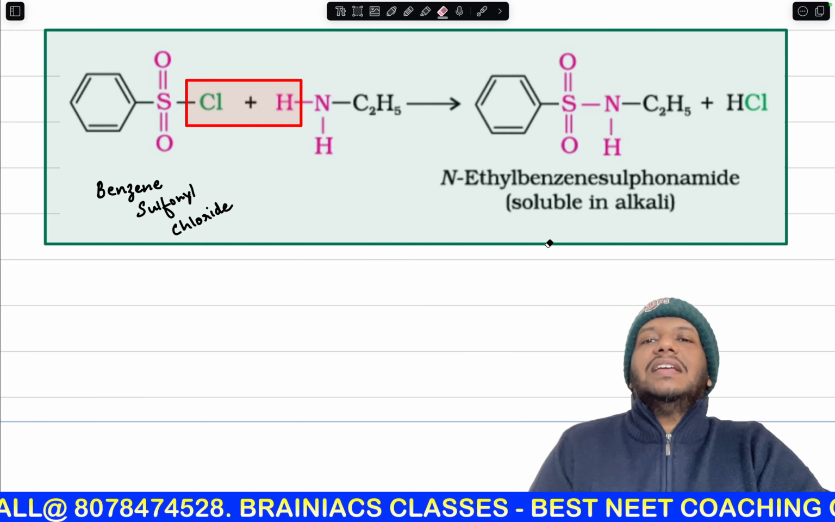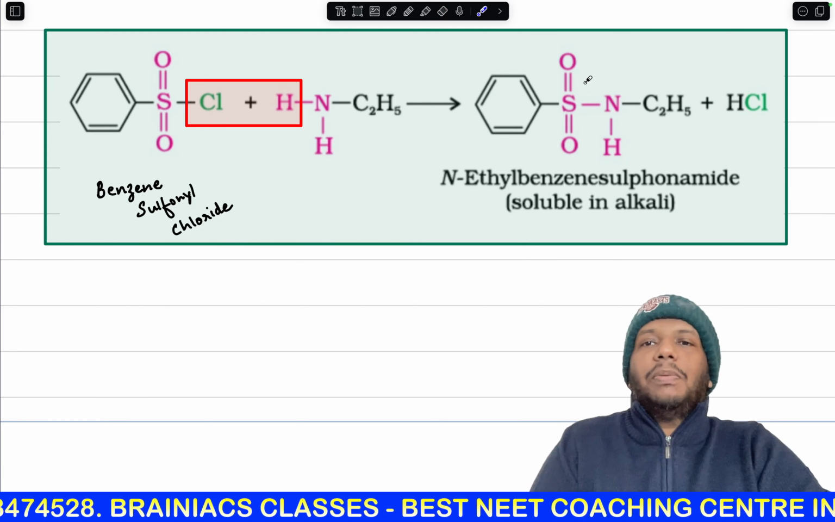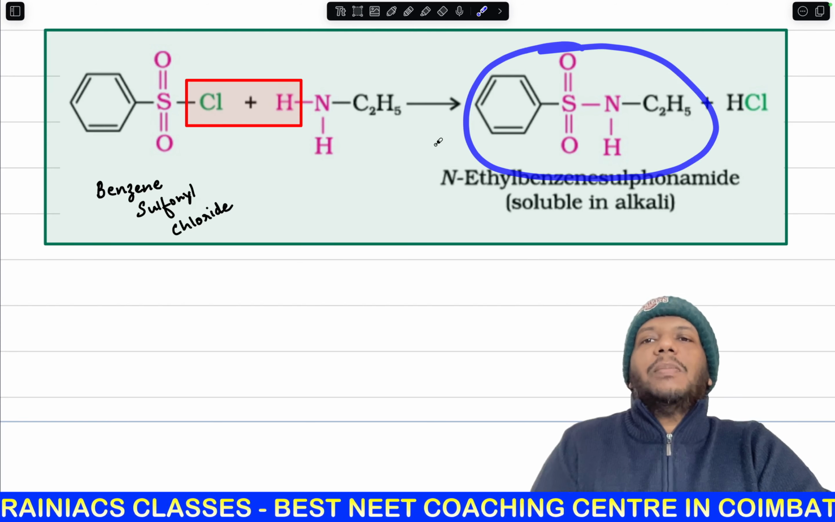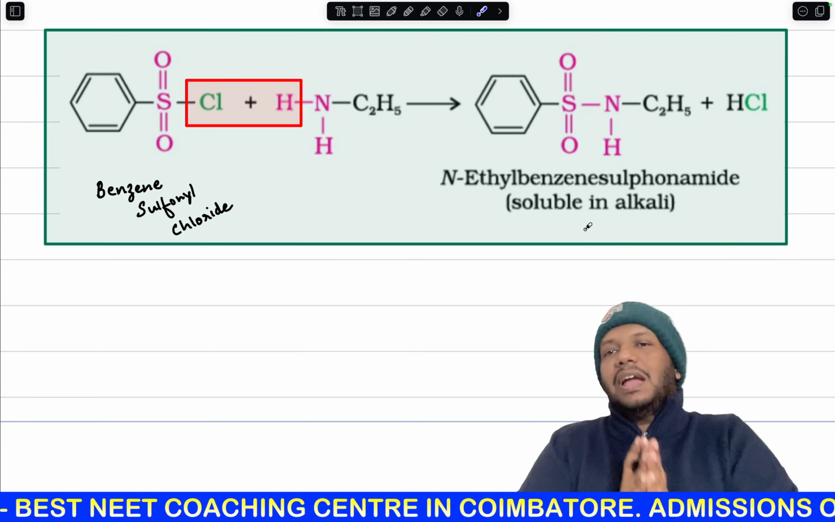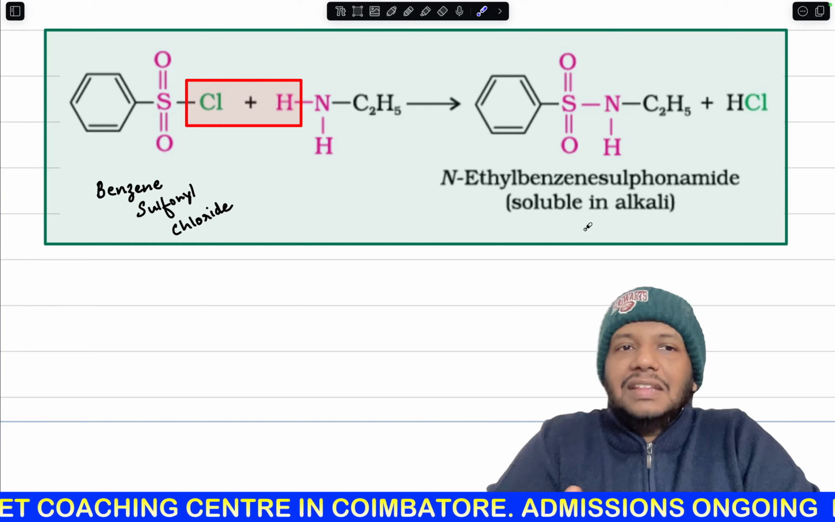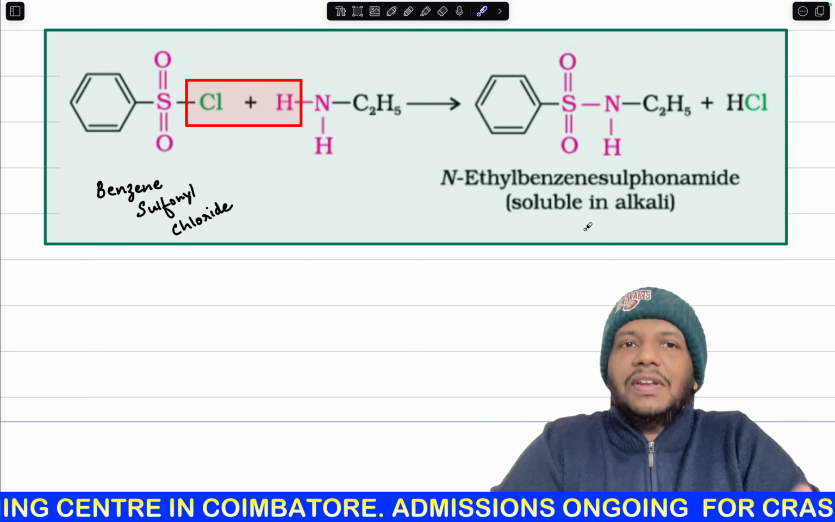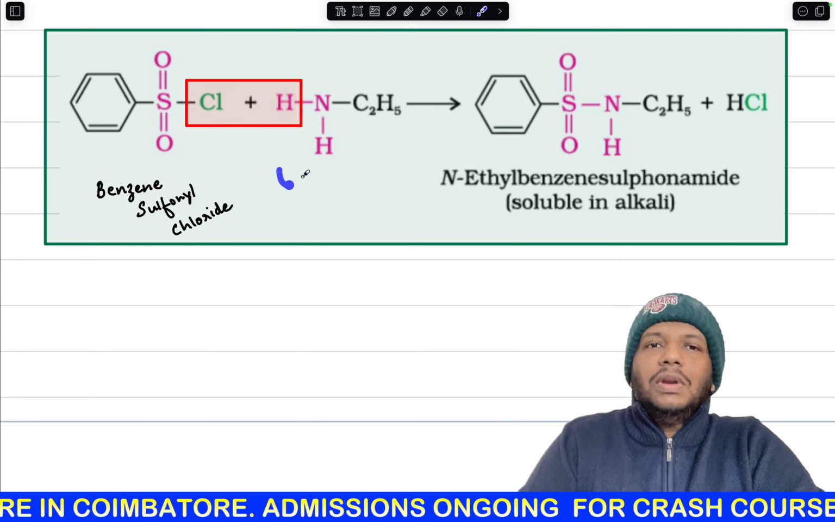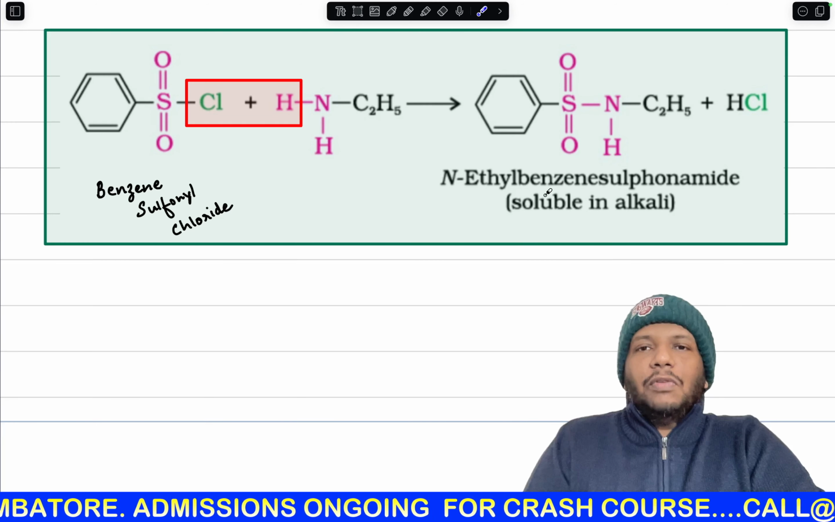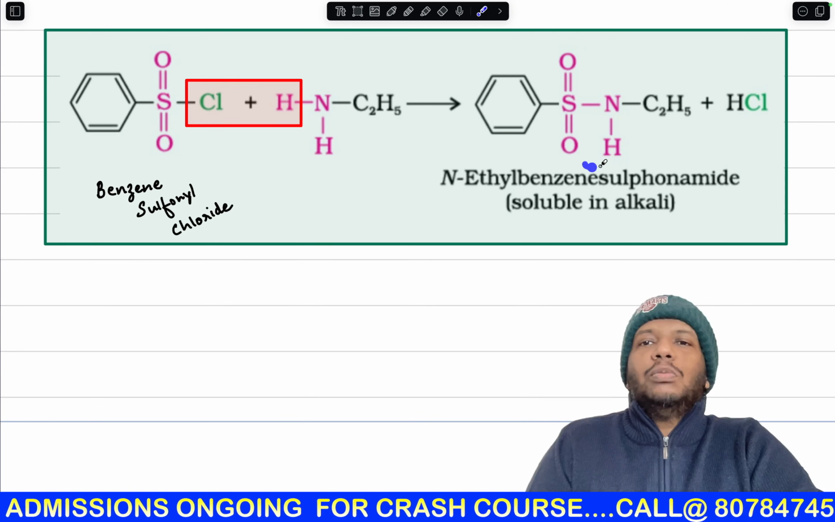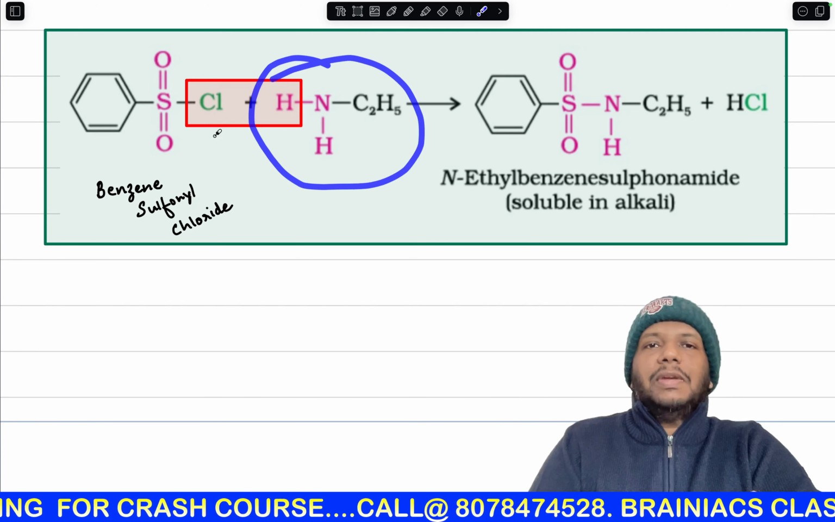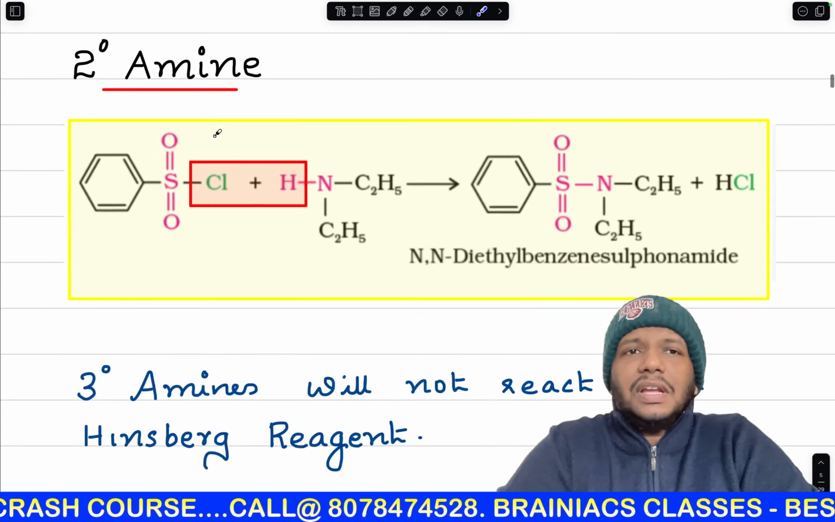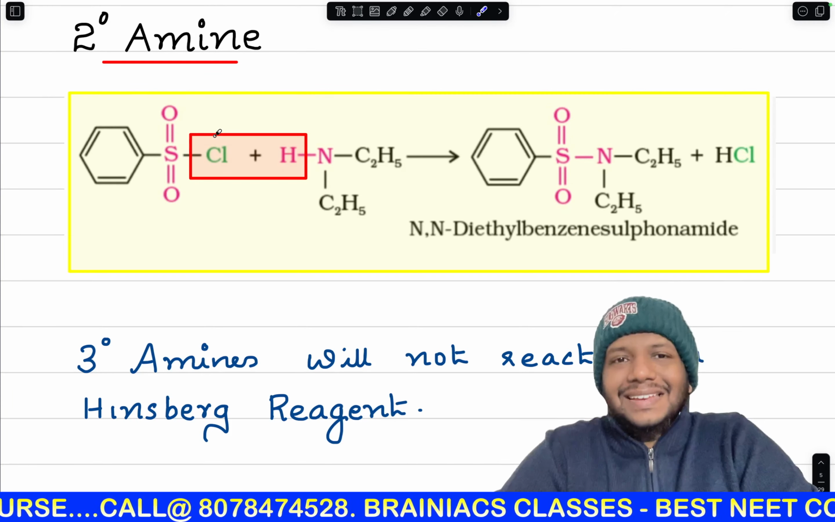So I can easily say this compound, N-ethyl benzene sulfonamide, is soluble in alkali. An acid-base reaction will happen. That is the best thing we can say: whenever you use a primary amine, you will get a derivative of benzene sulfonamide which is soluble in alkali. If it is soluble in alkali, I can be sure that it is a primary amine. Clear?